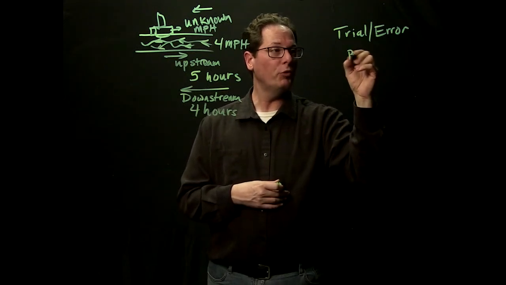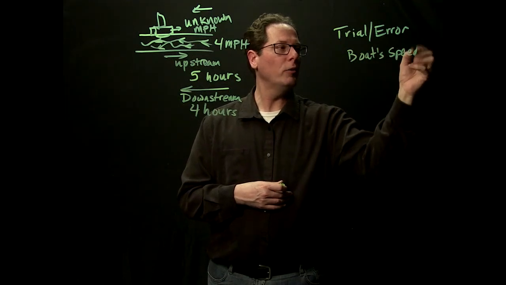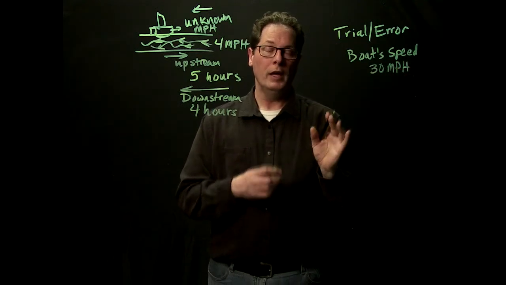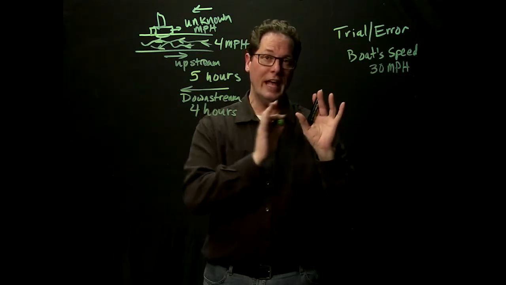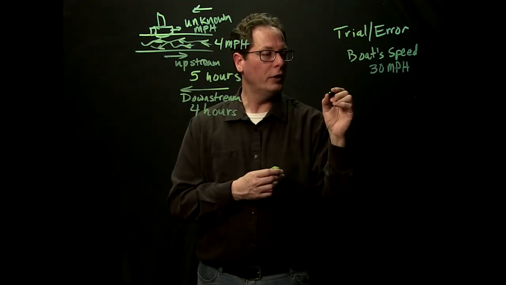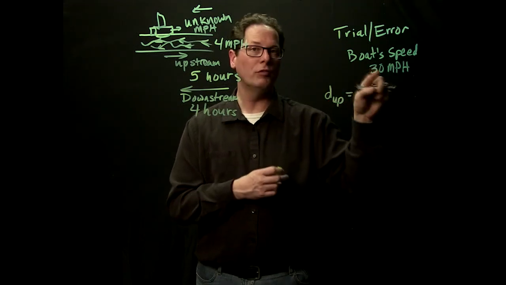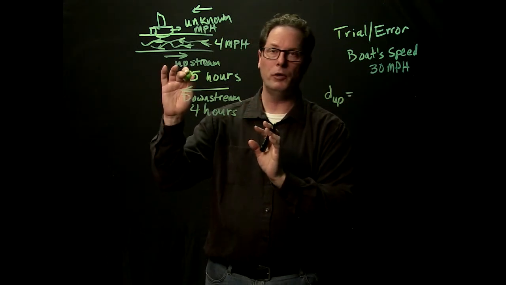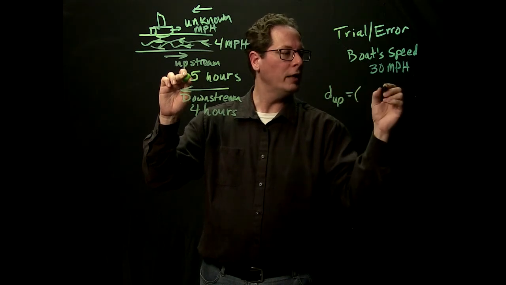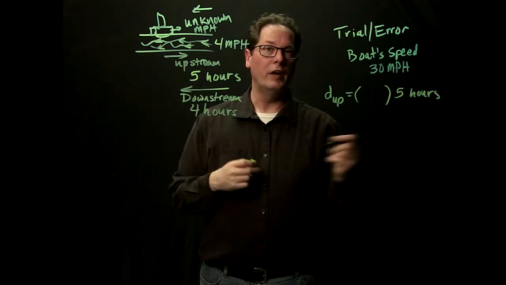So let's guess that the boat's speed is 30 miles per hour. Now, this may or may not be right. It could be that the boat is going really fast at 60 miles per hour. But you just want to start somewhere. Just guess something and see if we can get the right answer. Now, be careful here. What we want to do is compute the distance upstream given this velocity. We know that the upstream trip took 5 hours. So the distance upstream would be the rate times the time, 5 hours.